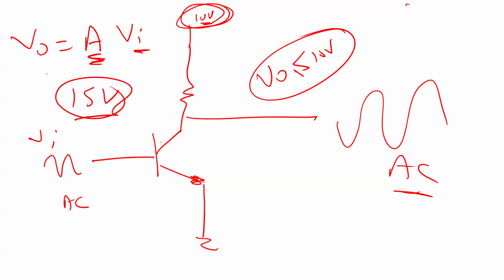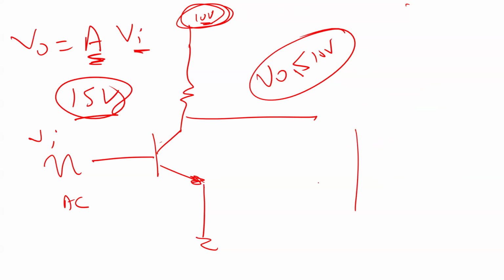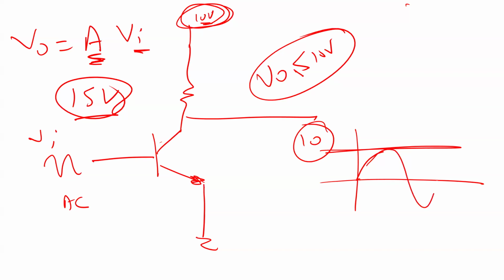You understand what I'm saying? So again, I'm very clear. When the bias, for example, is 10 volt, that means the V output cannot be more than 10 volt. Okay? In this case, you are going to get a distorted signal. So what happens here is you are going to get a signal this way, but because the output cannot be more than 10 volt, it's going to be distorted.